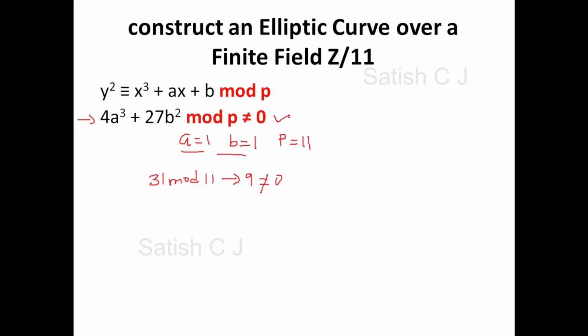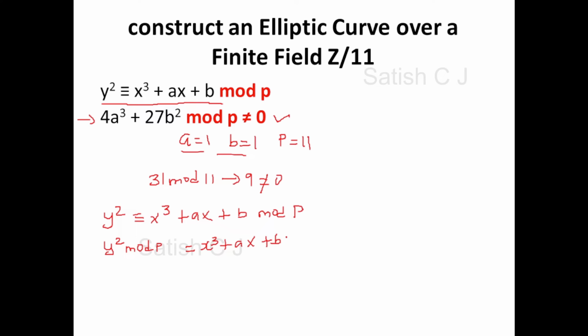The next thing that we have to compute is all the points on this elliptic curve. So for that, we are going to take this equation y square is equivalent to x cube plus ax plus b mod p. We can write it as y square mod p is equivalent to x cube plus ax plus b mod p. It's nothing but when a is congruent to n mod m, we can always write it as a mod m is equivalent to n mod m. Modular arithmetic properties. Nothing much here.